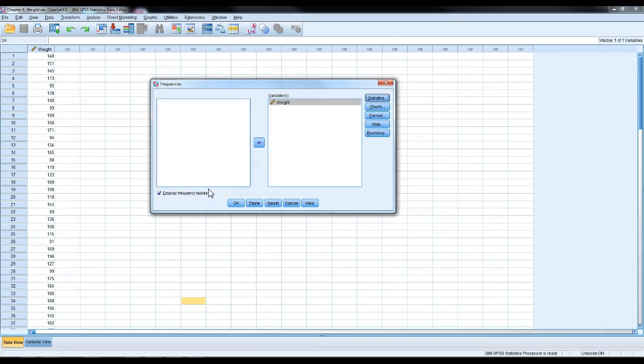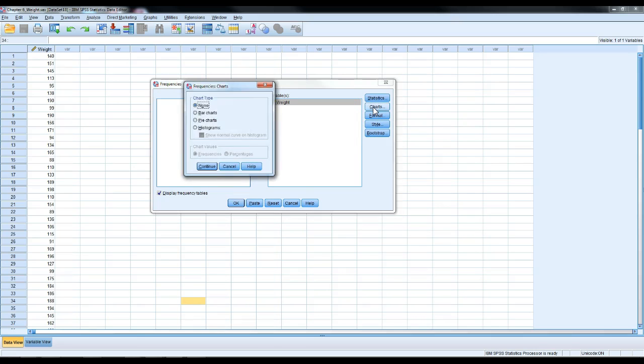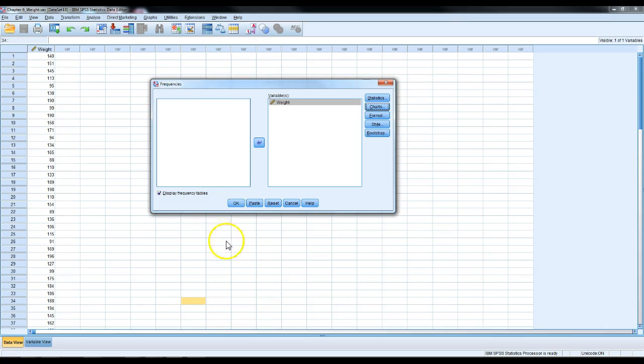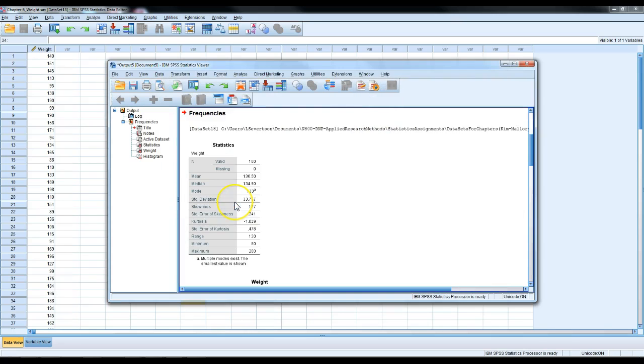So I think we have everything checked that we need. So we click continue. But we're also asked to produce a histogram, and we know that that's a chart. So we'll go here. We'll select histogram. I think it's helpful to include that normal curve so we can compare the curve of our data to what would be thought of as a classic normal curve. And now we're ready to run the analysis. So let's take a look at this table to see what it's telling us.